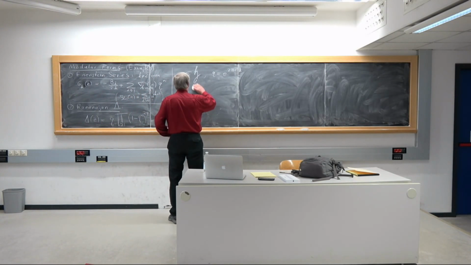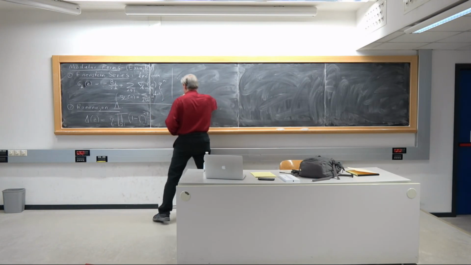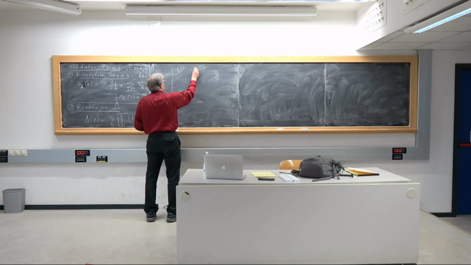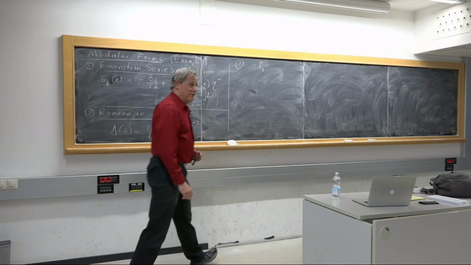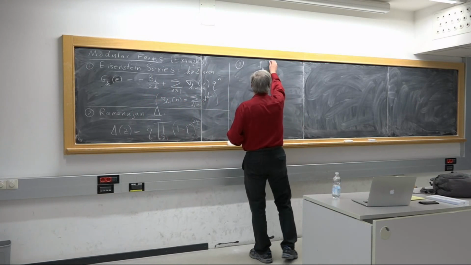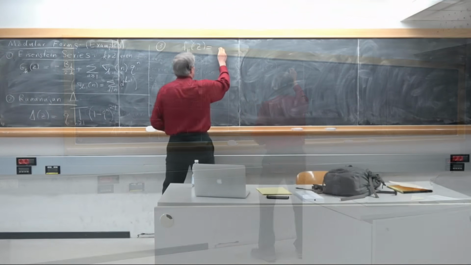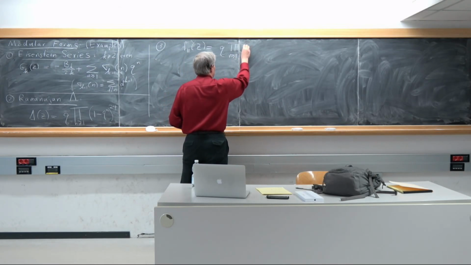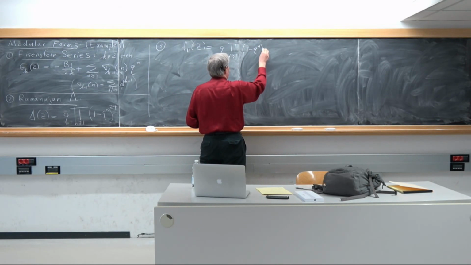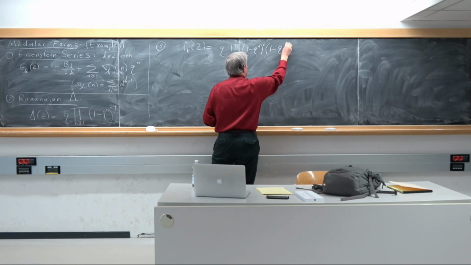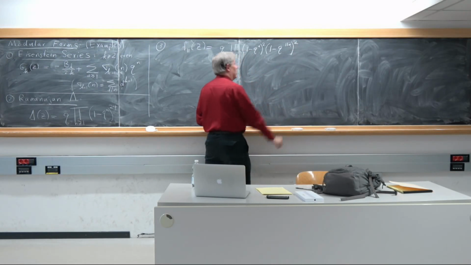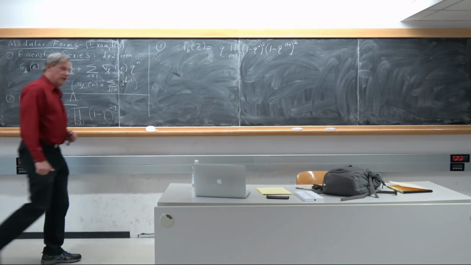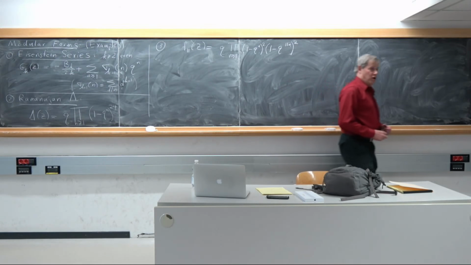Let me give you a third example. I'll call it cleverly F11. I don't have a better name for it. F11 of z is q times the product over n greater than or equal to 1 of 1 minus q to the n squared times 1 minus q to the 11n squared. Okay? So these are three examples of modular forms.